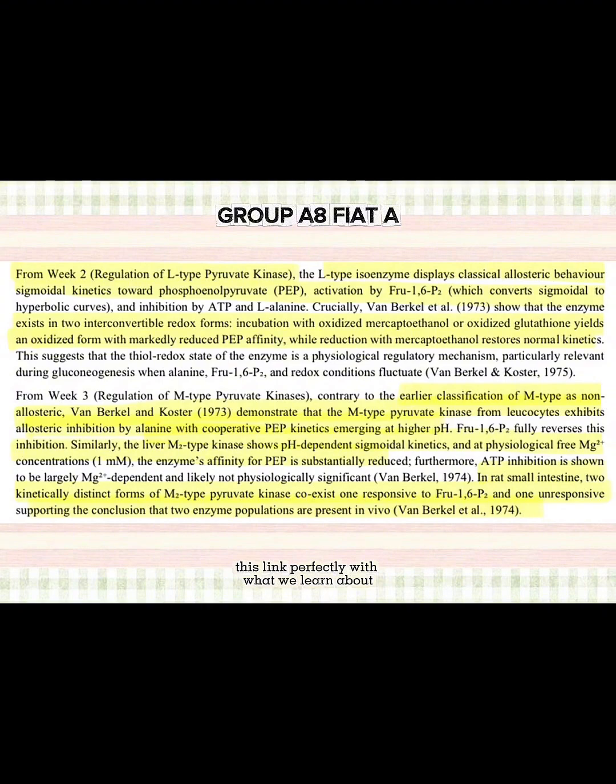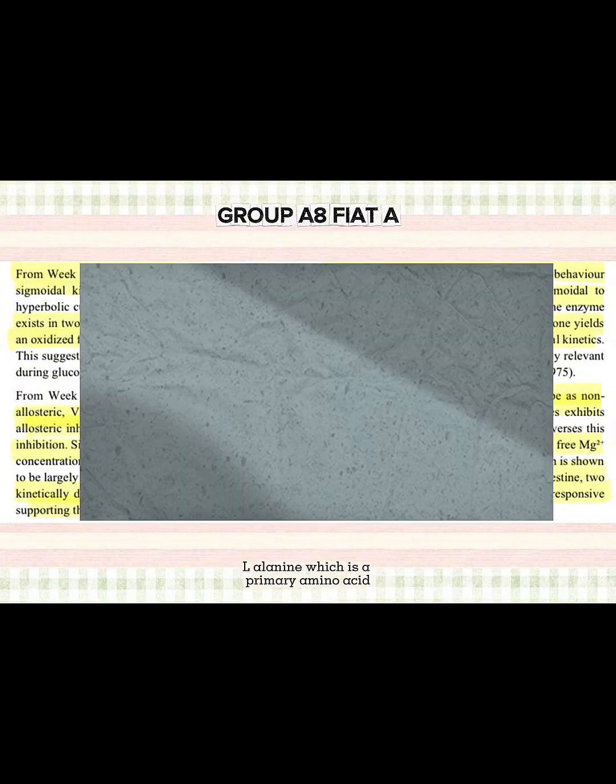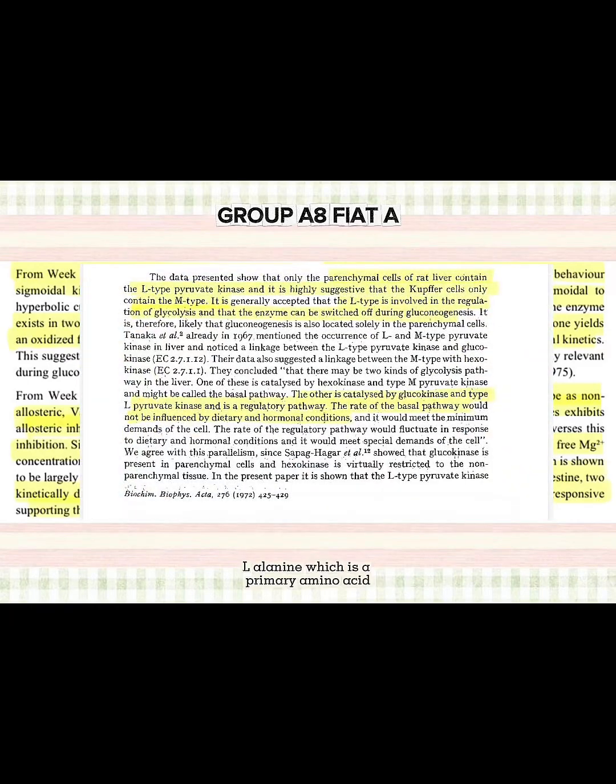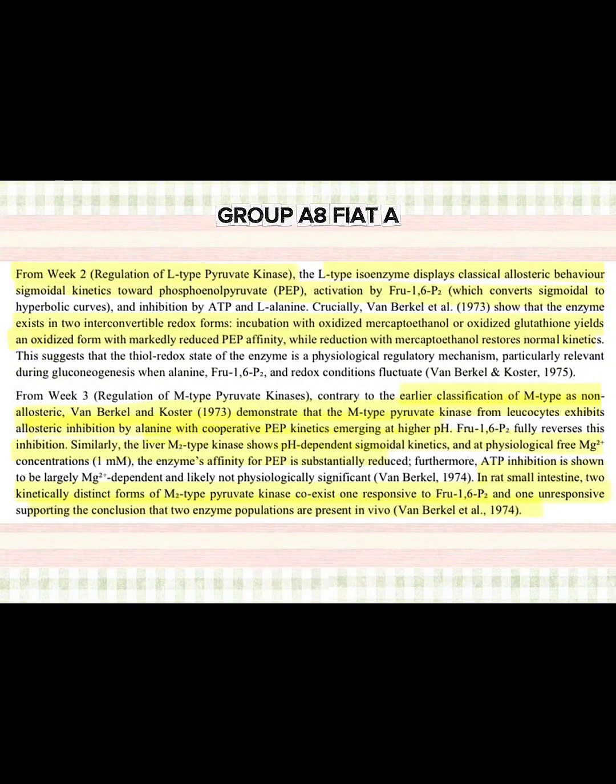This links perfectly with what we learned about protein and carbohydrate metabolism. L-alanine, which is a primary amino acid released during muscle proteolysis, allosterically inhibits L-type pyruvate kinase by shutting down this step. It safely diverts PEP away from glycolysis and toward gluconeogenesis. This dynamic forms the biochemical backbone of the glucose-alanine cycle, showing how amino acid catabolism directly controls glycolytic flux.